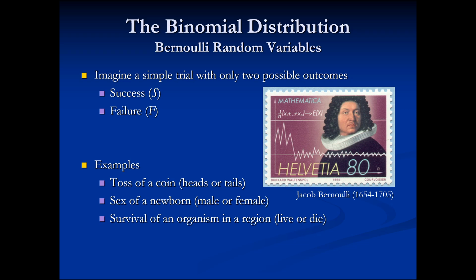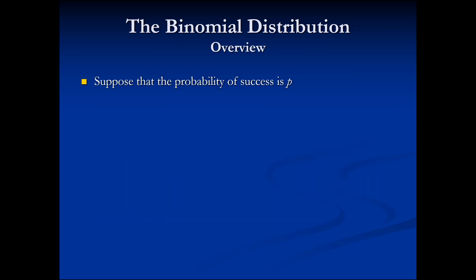First one is the toss of a coin. When you toss a coin, there are only two outcomes, head or tail. Head is represented as a capital H and tail as a capital T. The second one is the sex of a newborn, that is, male or female. Another example is the survival of an organism in a region, that is, live or die. One more example is throwing a dice, where the outcome will be 1, 2, 3, 4, 5, 6. Out of 6, only one outcome will be given.